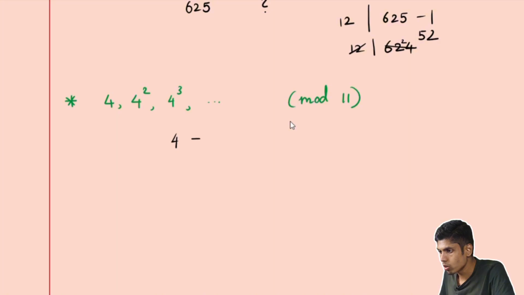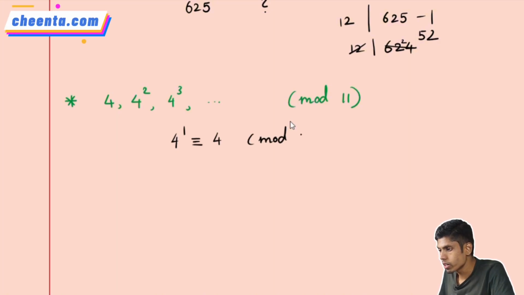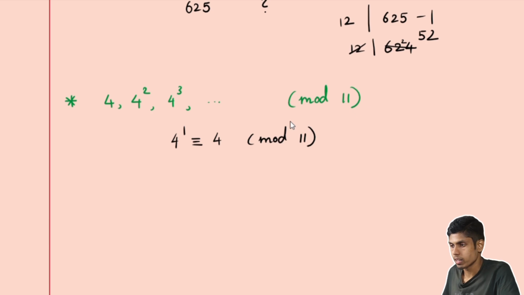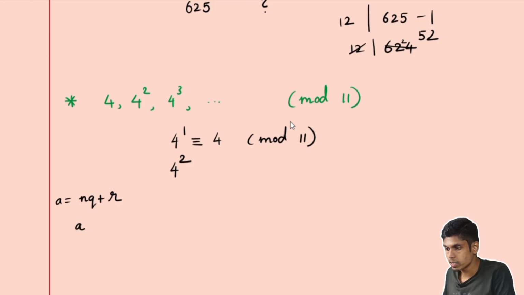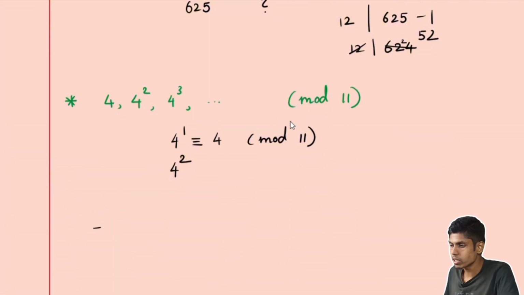Clearly, 4 is congruent to 4 power 1 is congruent to 4 mod 11. So I'm going to just write their remainders, because I know when I reduce it to remainders, it will still be congruent. When you write a number a in the divisor times quotient plus remainder form, then you will see that a is congruent to r modulo n, because a minus r is a multiple of n. So that's why I'm reducing it to the remainder modulo 11.